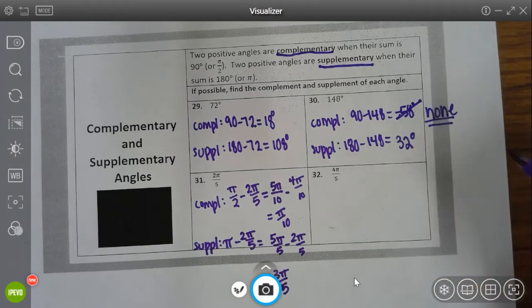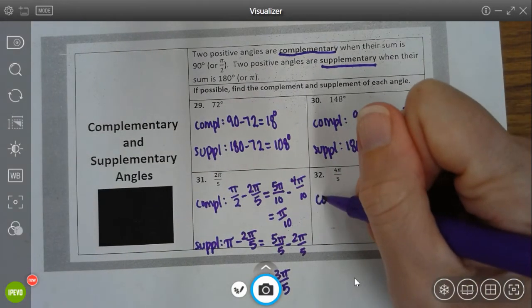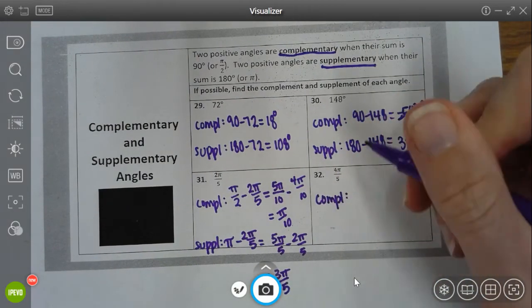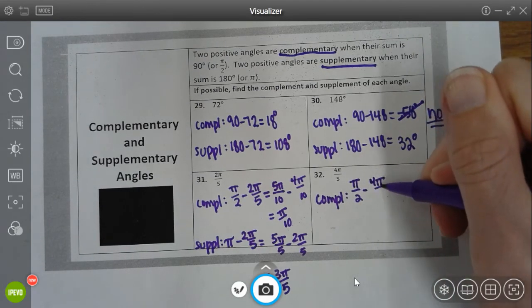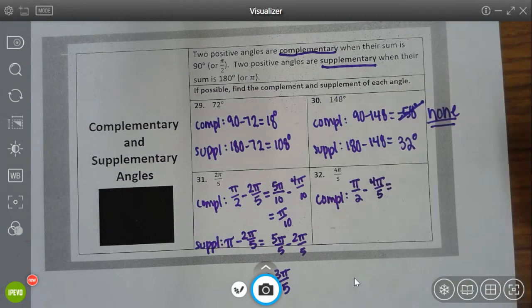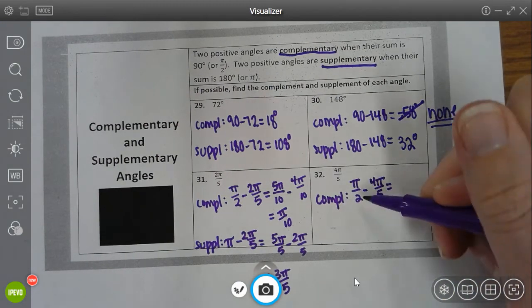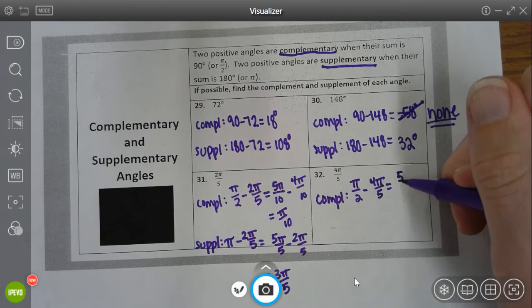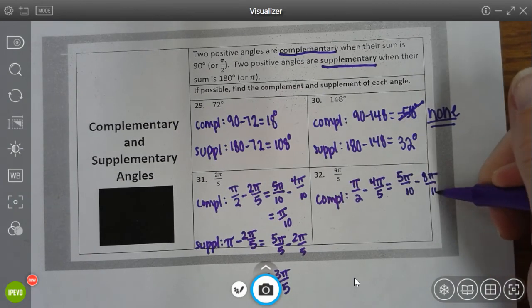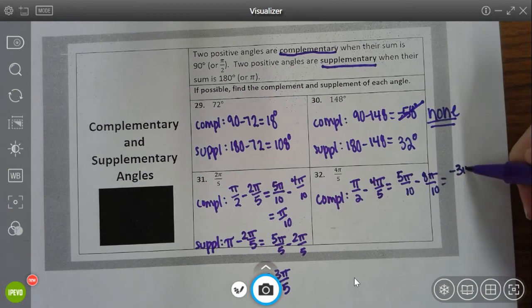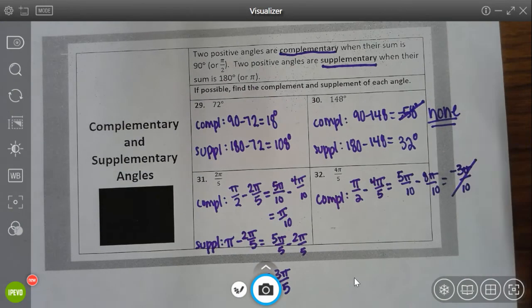Let's look at one more example in that radian mode. So for complementary angles, I would start with the pi over 2, and I would subtract the given angle, get my common denominator, again, which would be 10. And notice once again, I end up with a negative angle, so there would be no complement.